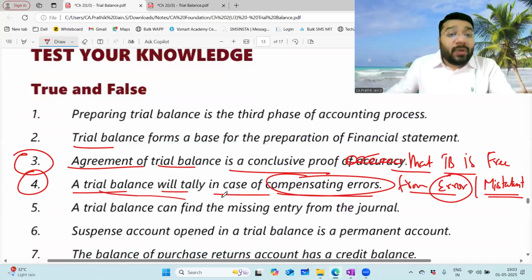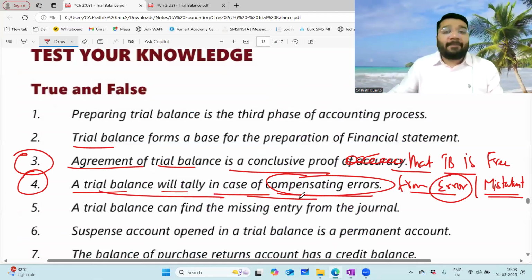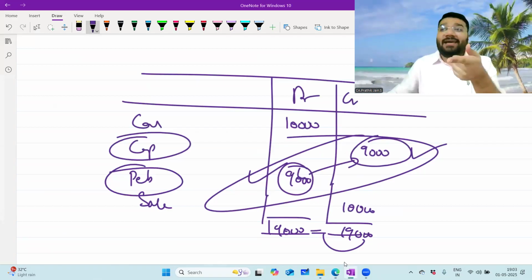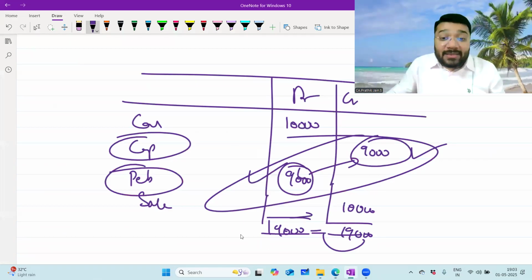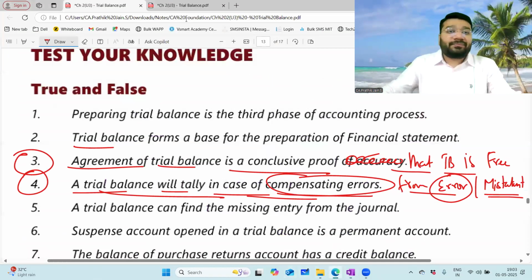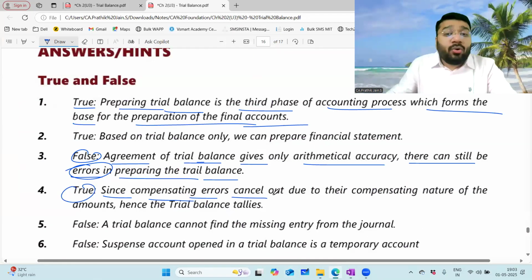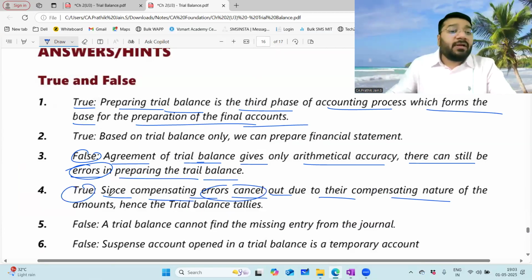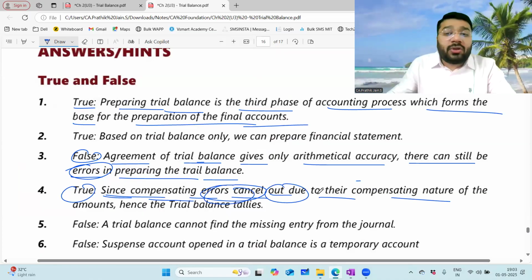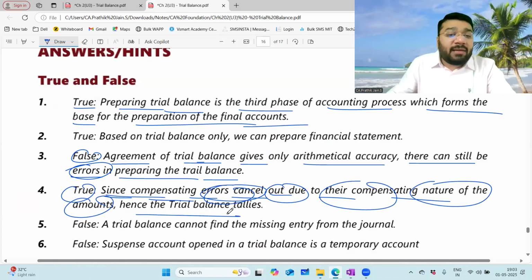So trial balance will tally in case of compensating errors? Yes. So the error I did now is a compensating error. Despite doing an error, my trial balance is still tallying. True. Since compensating errors cancel out due to their compensating nature. Since in compensating error, the errors are cancelled out due to the compensating nature of the amount. Hence, the trial balance will tally.